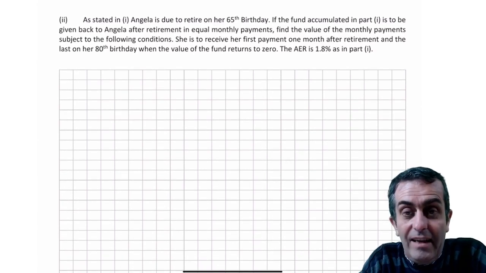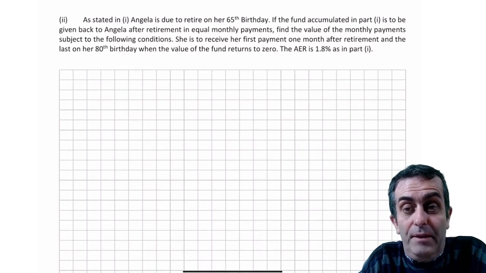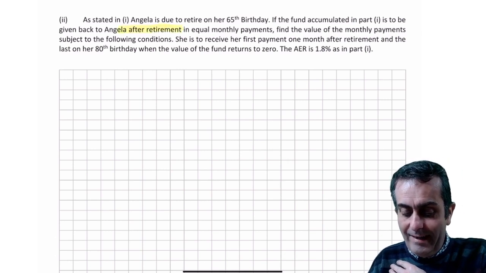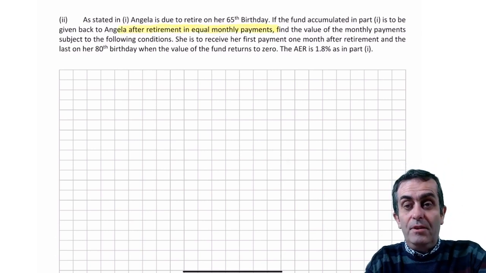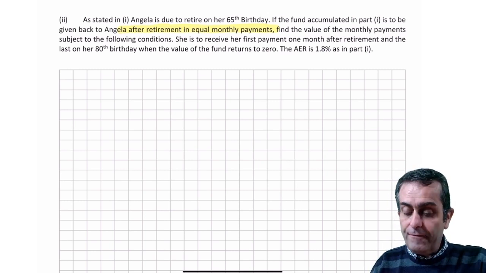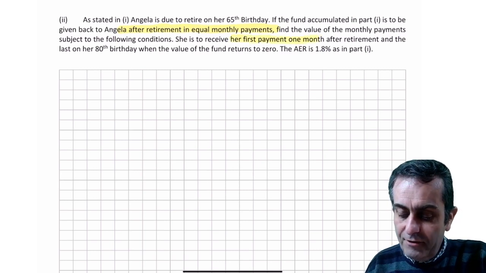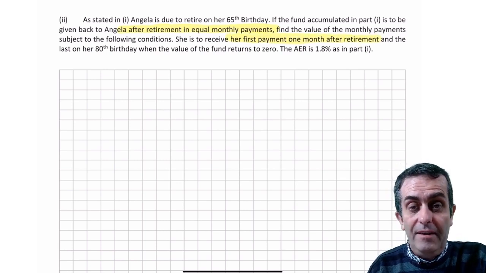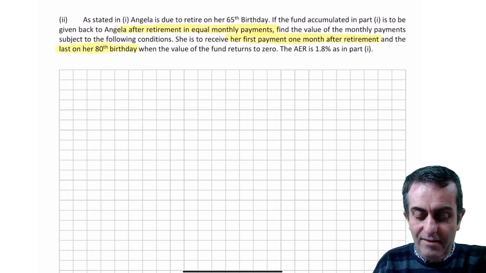As stated in part 1, Angela is due to retire on her 65th birthday. If the fund accumulated in part 1, so that's 245,000, etc., is to be given back to Angela after retirement in equal monthly payments. Now that's very important. Find the value of these monthly payments subject to the following conditions. She receives her first payment 1 month after she retires, so that's 1 month after her 65th birthday, and the last on her 80th birthday.